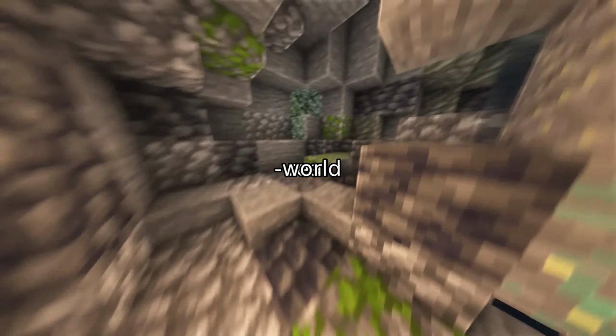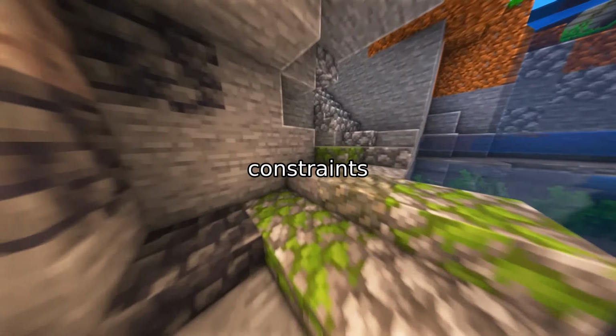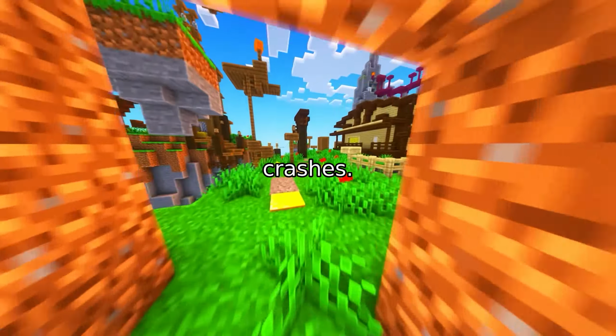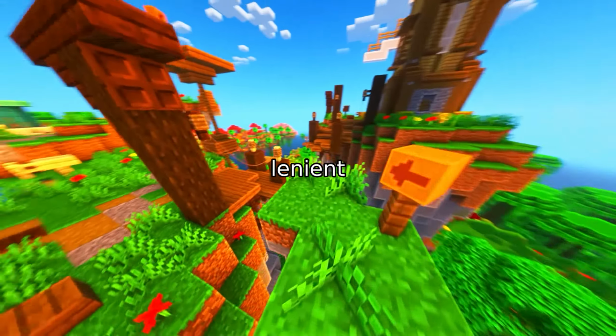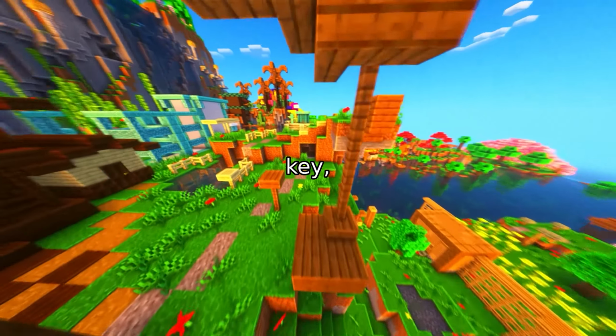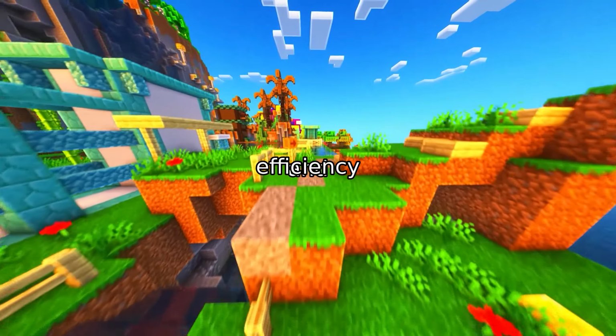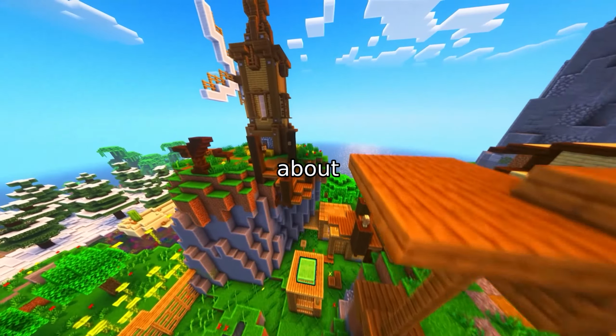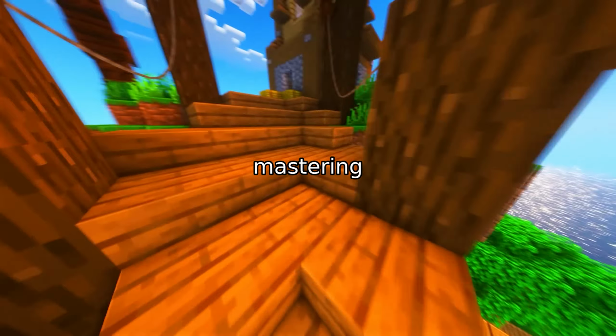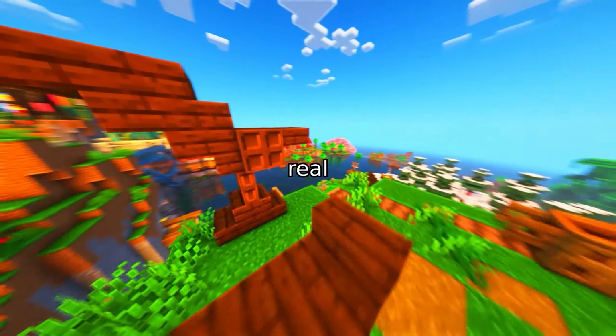So what does this mean for real-world self-driving tech? These constraints are lifesavers, they prevent crashes. But they're a double-edged sword. Too strict and the car gets stuck. Too lenient and risks rise. The key: finding that sweet spot where safety and efficiency dance together. Next time you see a self-driving car, remember, it's not just about speed or smarts. It's about mastering the delicate balance of rules, physics, and real-world chaos.